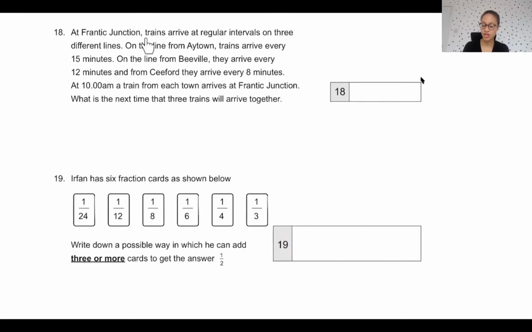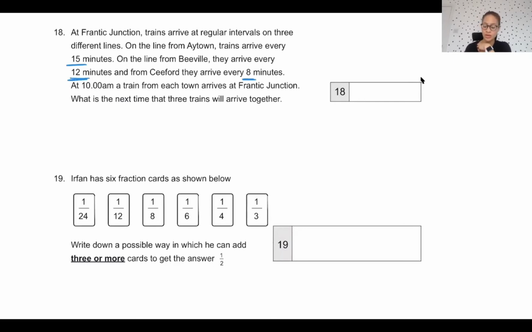At Frantic Junction, trains arrive at regular intervals on 3 different lines. On the line from A-Town, trains arrive every 15 minutes. On the line from Beeville, they arrive every 12 minutes, and from Seaford, they arrive every 8 minutes. At 10 a.m., a train from each town arrives at Frantic Junction. What is the next time that the 3 will arrive together? So we need to figure out what number 15, 12, and 8 go into.